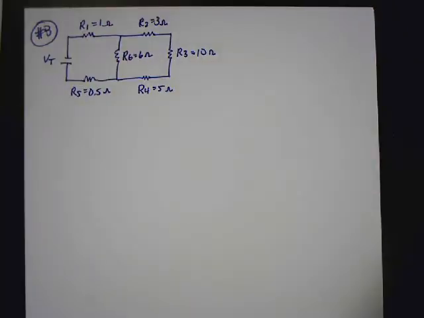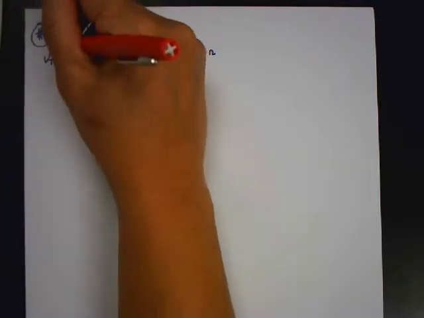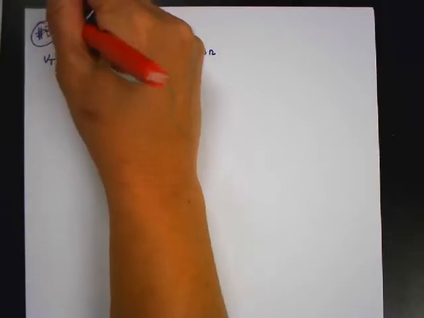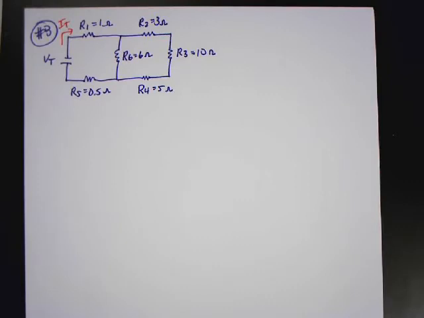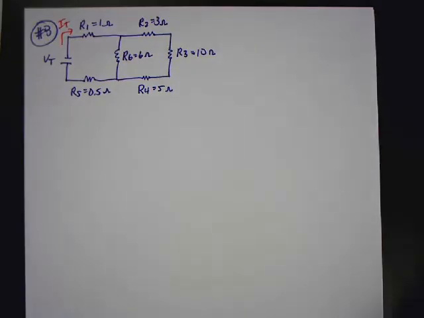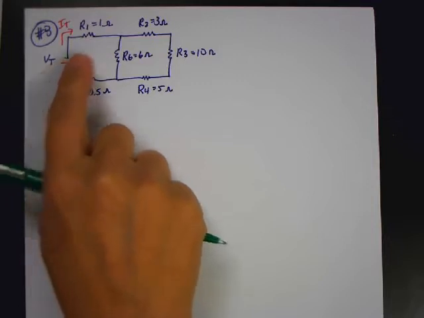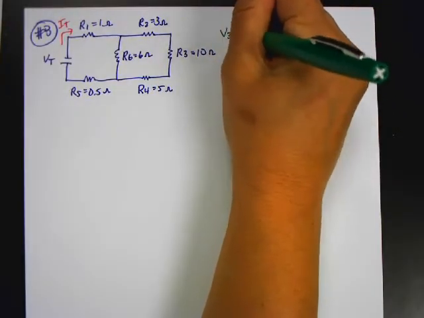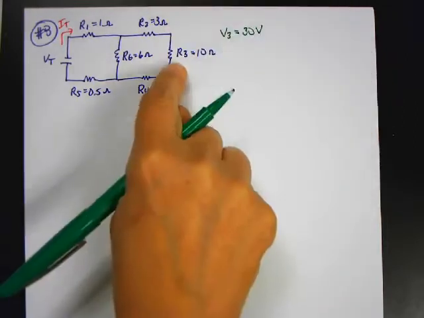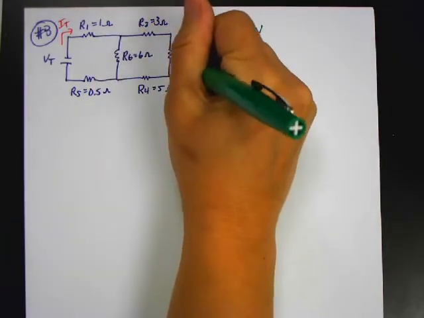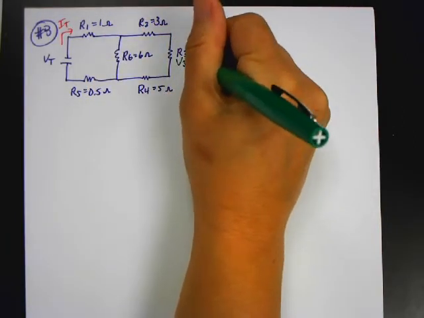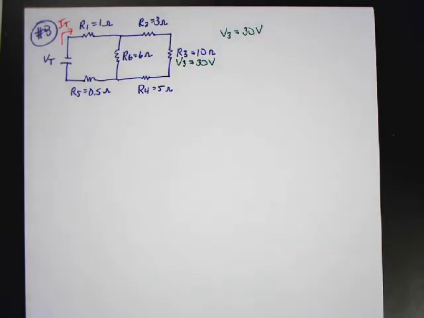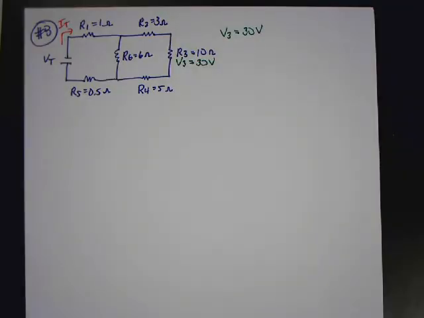The first thing is I always want to be aware of the current. So the current's coming out of the battery, IT, but I'm not going to worry about this right now. This problem's a little bit different because in the given, instead of giving the voltage of the battery, they gave me the voltage V3, which is 30 volts. So that's the voltage right here. V3 is equal to 30 volts. Because they told us that, we'll probably start there.